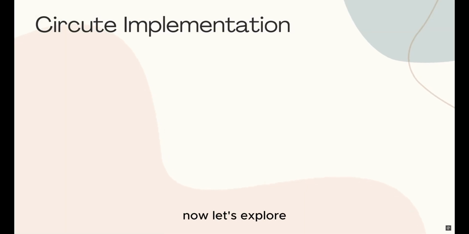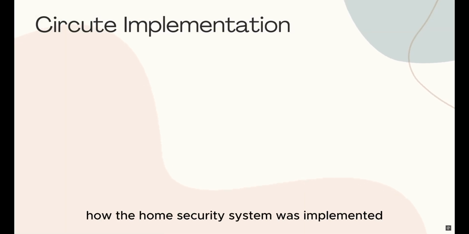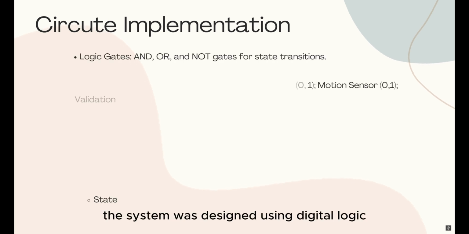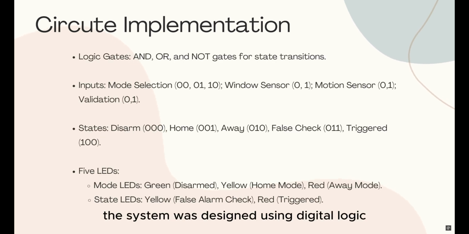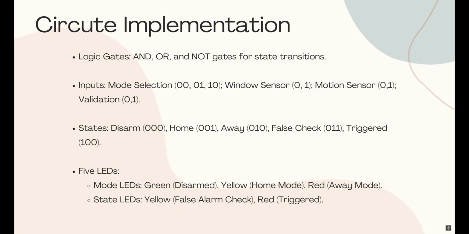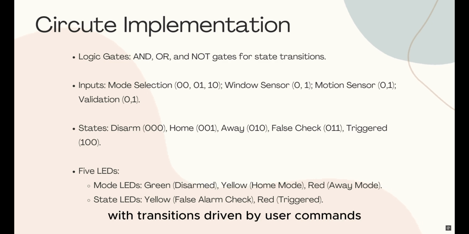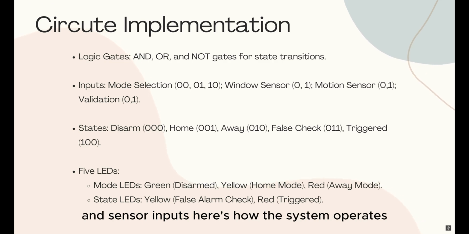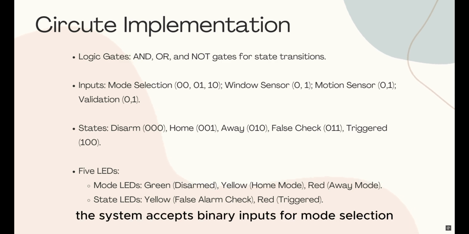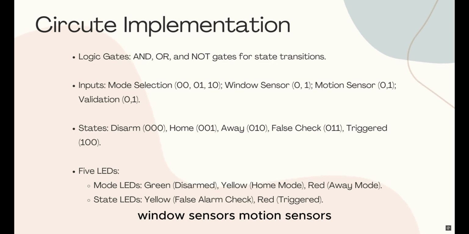Now, let's explore how the home security system was implemented in CircuitVerse. The system was designed using digital logic gates to represent the finite-state machine and its transitions. Each state is encoded in binary logic, with transitions driven by user commands and sensor inputs. Here's how the system operates. Inputs. The system accepts binary inputs for mode selection, window sensors, motion sensors, and alarm validation. These inputs control the state transitions.